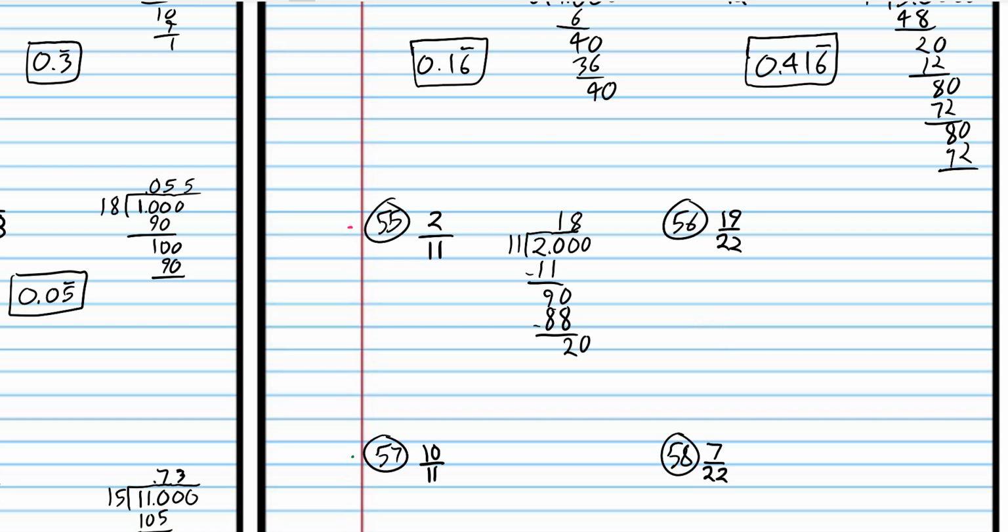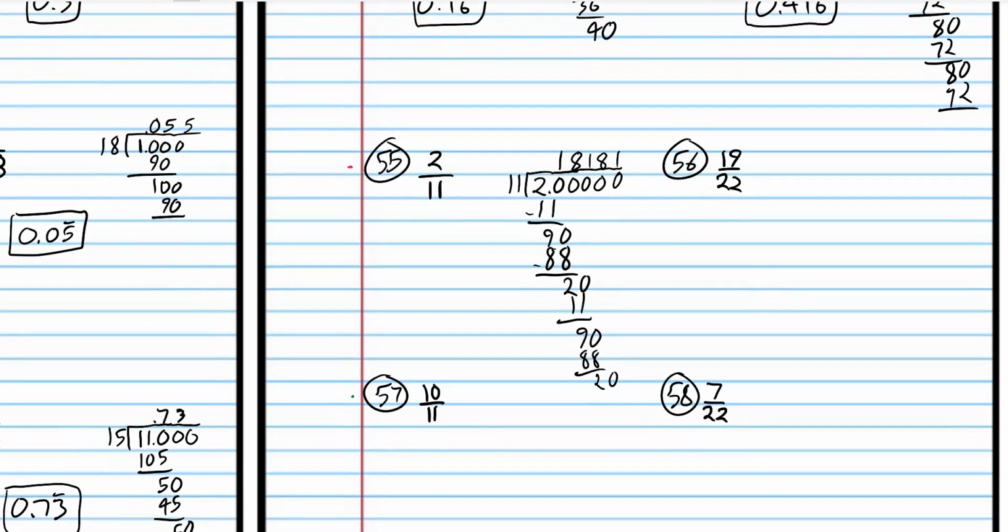Bring down a 0. 11 goes into 20 one time. And the remainder is 9. Bring down another 0 because we still have a remainder. 11 goes into 90. We already figured that out. It's 8 times. And you have a remainder of 2. Bring down a 20. 11 goes into 20 one time. Do you see what's going on here? It just keeps repeating. 1, 8, 1, 8. Bring the decimal straight up. And so now we have 2 numbers that are repeating. So put the bar above both the 1 and the 8.